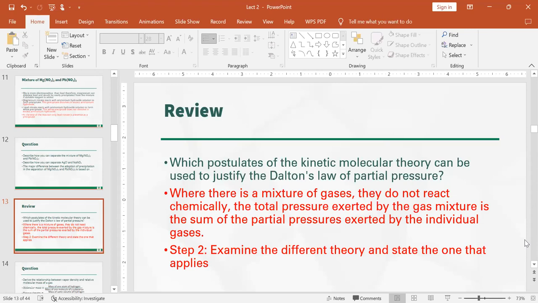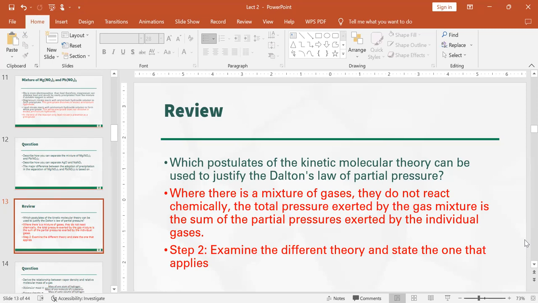Dalton's law of partial pressure tells you that if there are different gases that do not react chemically, say we have three, four, and all of them are mixed together, and they do not react to form a new product, then the total pressure exerted by the combination of the different gases will be the sum of the individual gas pressures. Maybe gas A has 2, it will be 2 plus 3, and the next one has 5. That's 2 plus 3 plus 5, and so on.